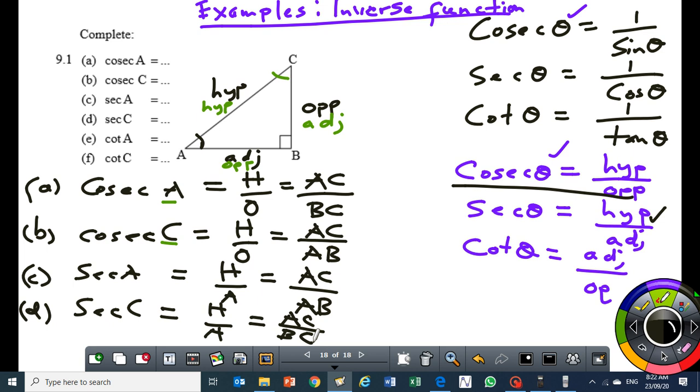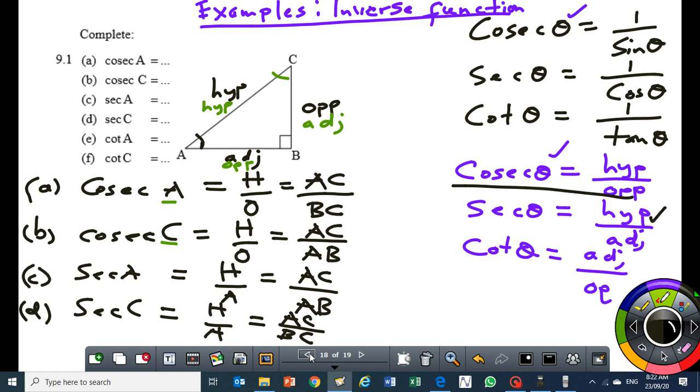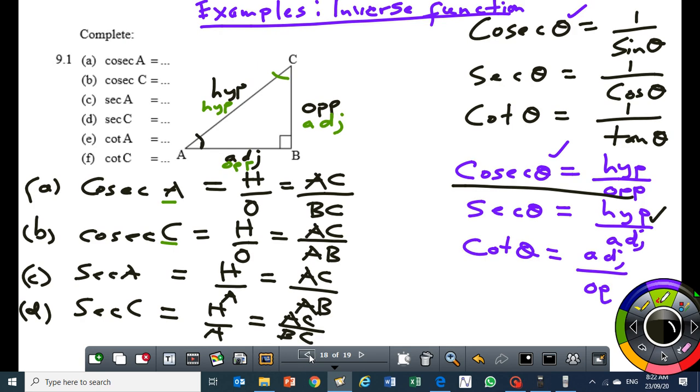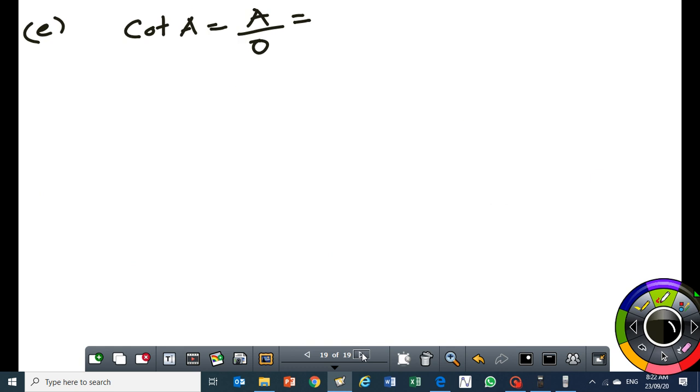Cot. The reciprocal for tan. So I have to go to the next page. So E, we have cot A. Cot A is equal to adjacent over opposite. Our reference angle is A, which is this one here. That's the opposite side, that's the adjacent side. So we divide the adjacent side by the opposite side: AB over BC.